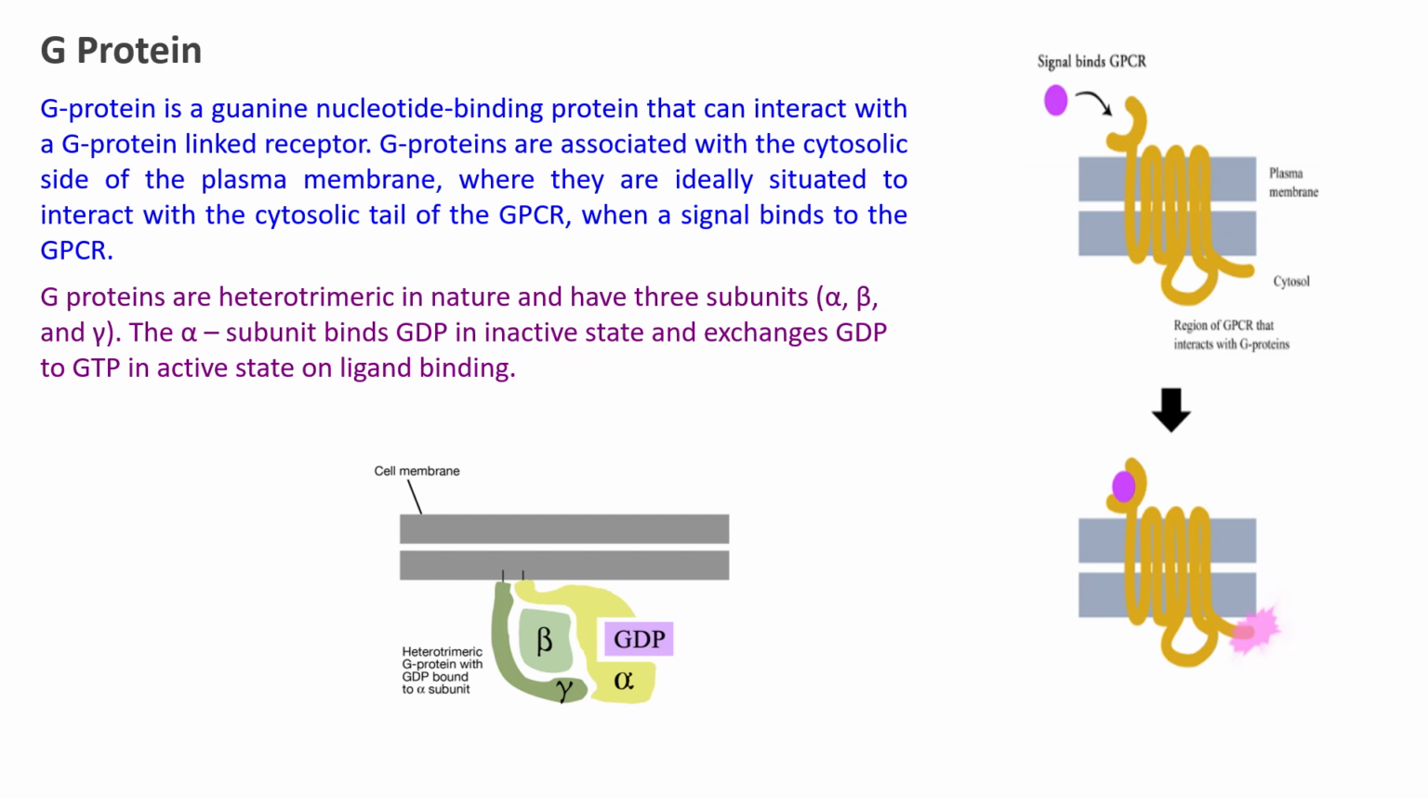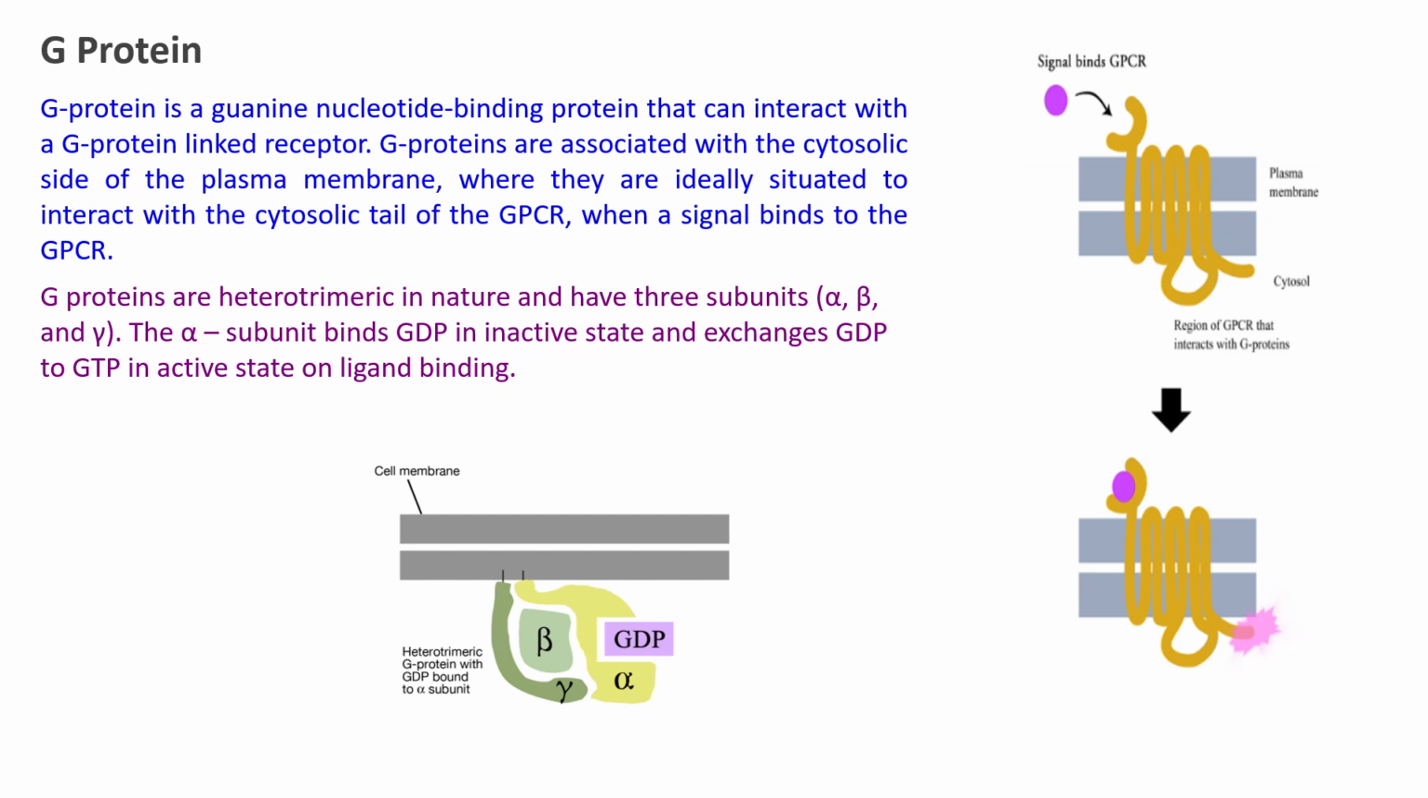G protein. G protein is a guanine nucleotide binding protein that can interact with a G protein linked receptor. G proteins are associated with the cytosolic side of the plasma membrane, where they are ideally situated to interact with the cytosolic tail of the GPCR when a signal binds to the GPCR.